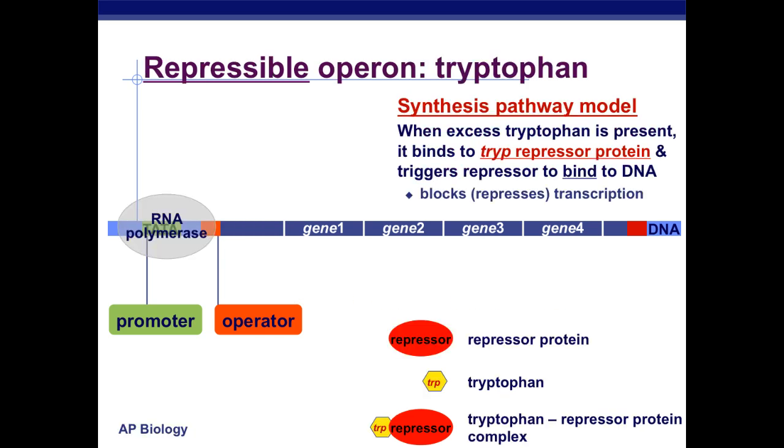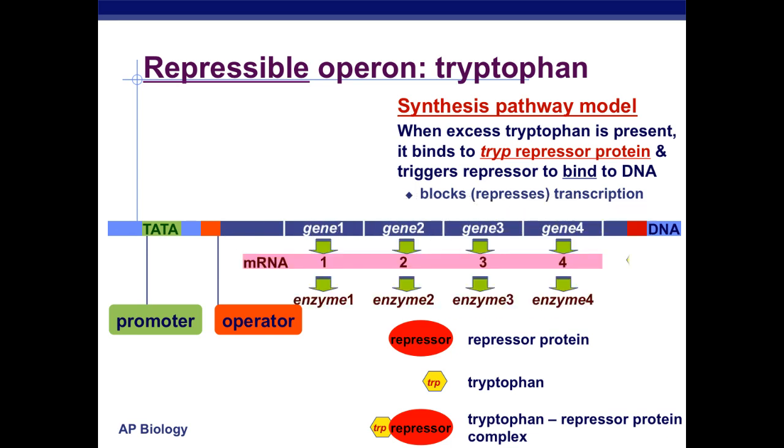So a repressible operon, an example is the tryptophan operon. It's a synthesis pathway model. When there's an excess of tryptophan, it binds to the tryptophan repressor protein and triggers the repressor to bind to DNA. This blocks transcription. So the RNA polymerase will go down the gene. It will transcribe your mRNA.